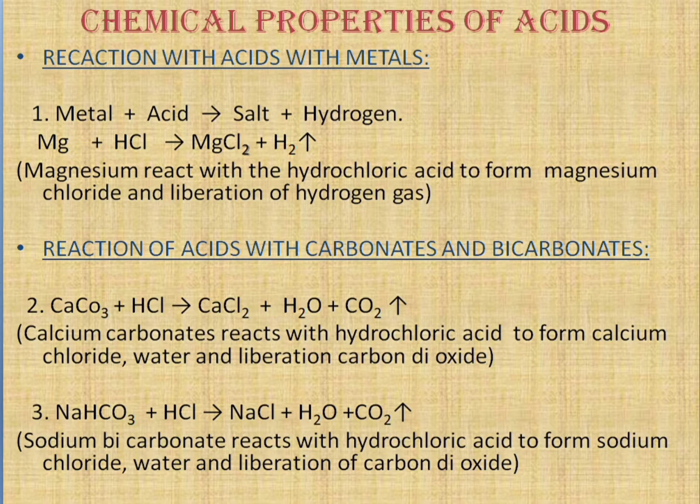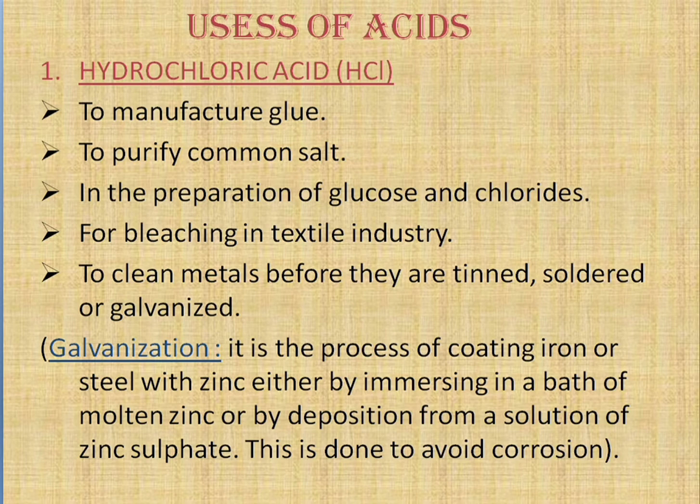After this, what we have to learn is about the uses of acids. The first acid we have to learn is hydrochloric acid. Hydrochloric acid is used in the manufacture of glue and purifying common salt. It is used in the preparation of glucose and chlorides, for bleaching in textile industries, and also for cleaning metals before they are tinned or soldered or galvanized.